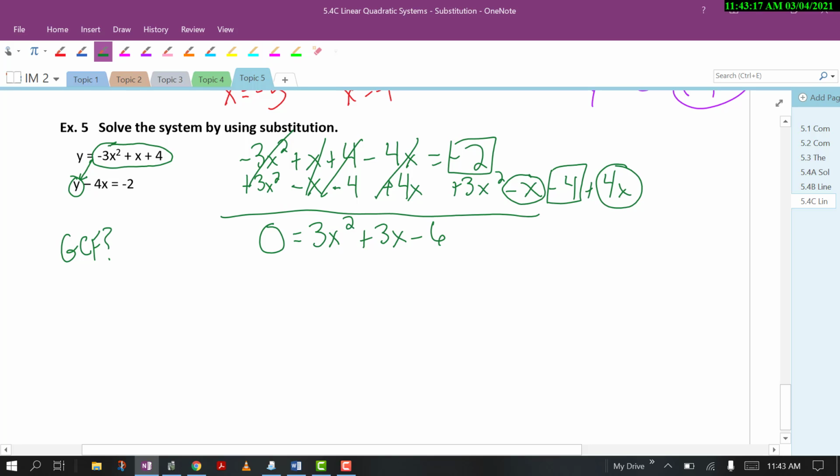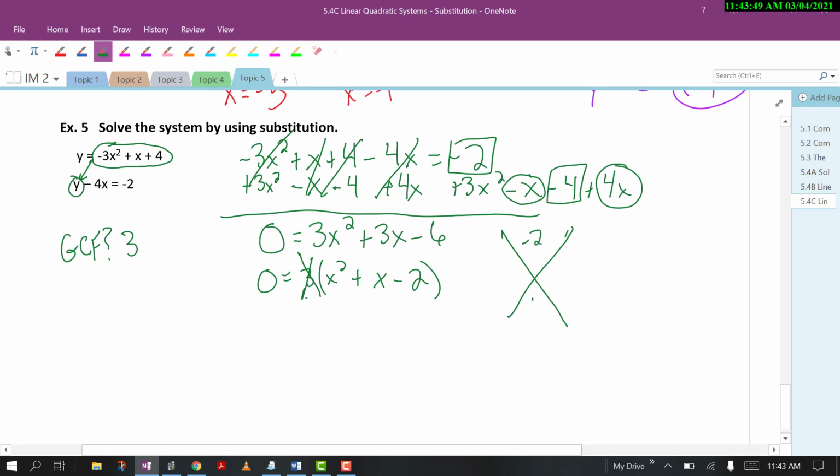First thing we should do is a GCF. We do have one, it's 3. So we factor that out, divide all three of those terms by 3. So we're left with this. Now, something times something is 0. 3 times x squared plus x minus 2 is 0. So either 3 is equal to 0, which doesn't make any sense, or x squared plus x minus 2 equals 0. So from here, we need a factor.